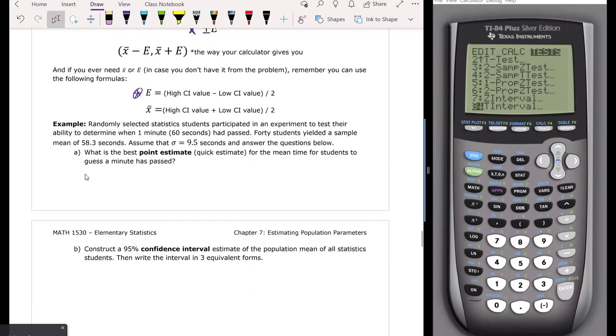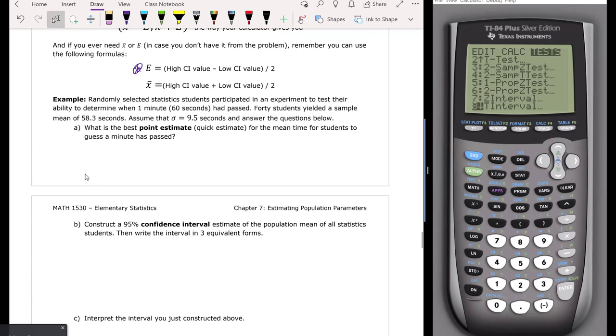So, looking down at this problem, let's work it together. It says randomly selected statistics students participated in an experiment to test their ability to determine when a minute had passed. We have 40 students yielding a sample mean of 58.3. It says assume that sigma is 9.5, so this is where the real life stuff kind of goes out the window. Usually you will never know the population standard deviation at all, but they're saying assume it's 9.5. This first problem asks for the best point estimate for the mean time for students to guess a minute.